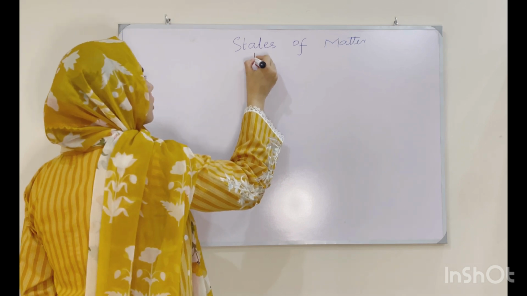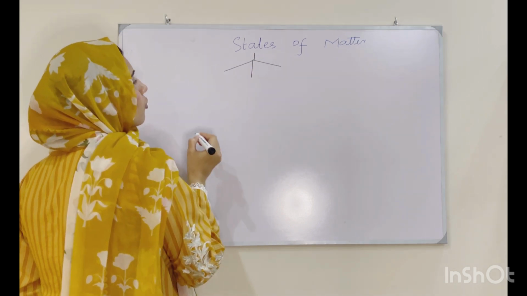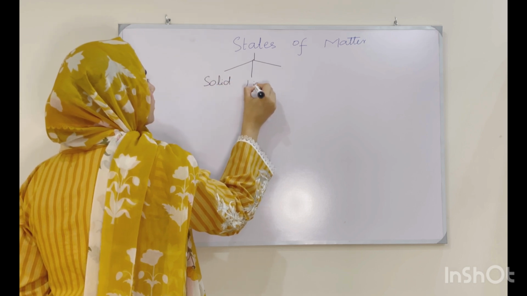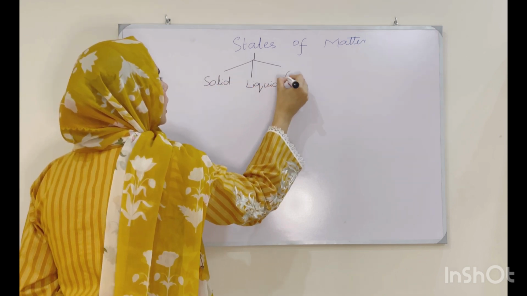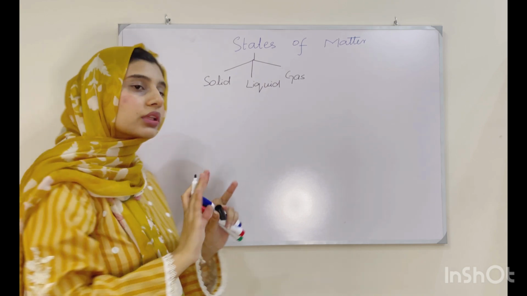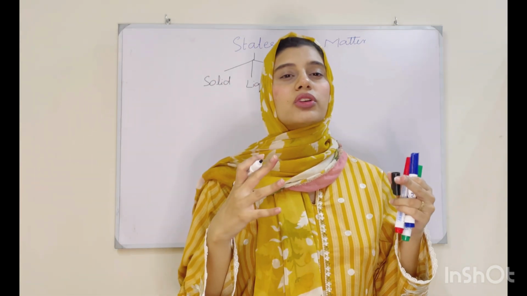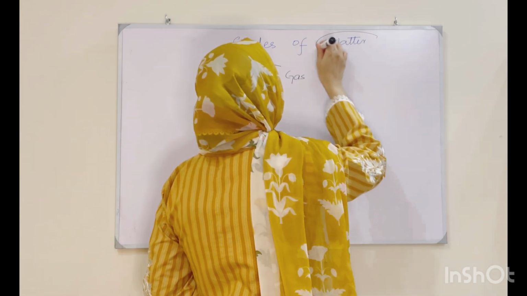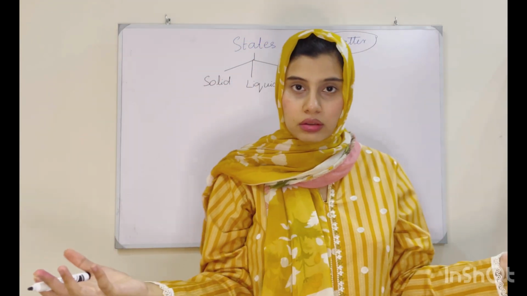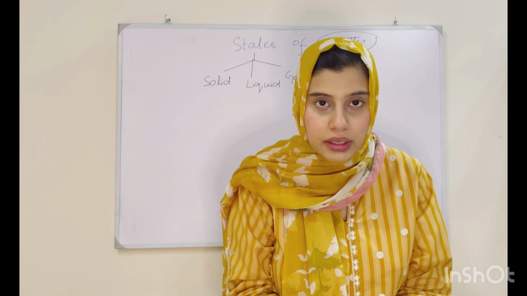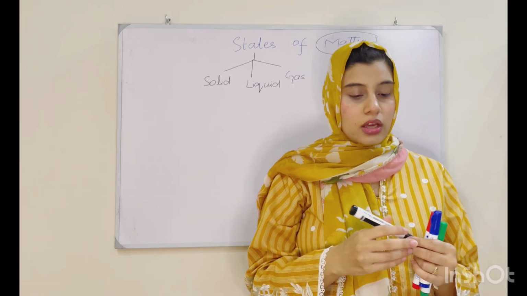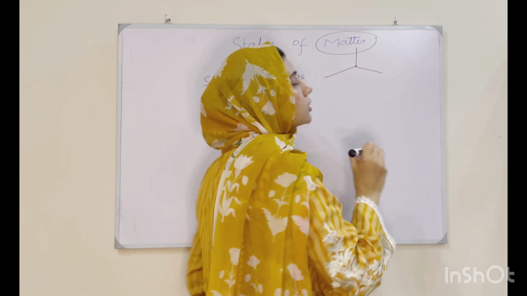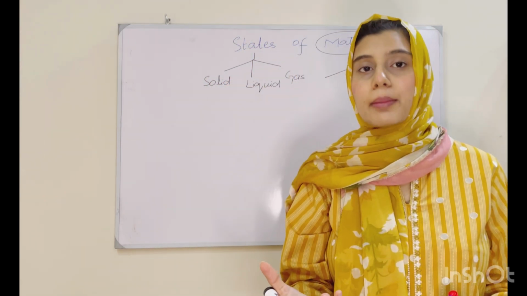We all are aware of the states. We know that there are 3 states of matter: solid, liquid and gas. We know the states. But the topic which is quite confusing for us sometimes is matter. What is this matter? How to describe the matter? What is matter?